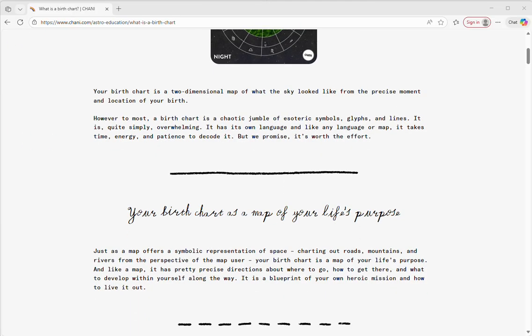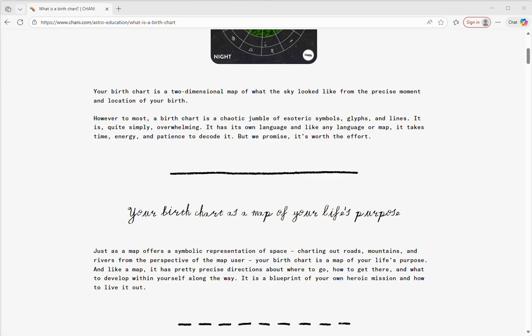Your birth chart is a two-dimensional map of what the sky looked like from the precise moment and location of your birth. However, to most, a birth chart is a chaotic jumble of esoteric symbols, glyphs, and lines. That's true. When you first start out, that's basically what it looks like. It is quite simply overwhelming. It has its own language, and like any language or map, it takes time, energy, and patience to decode it. This is very true. Very true.